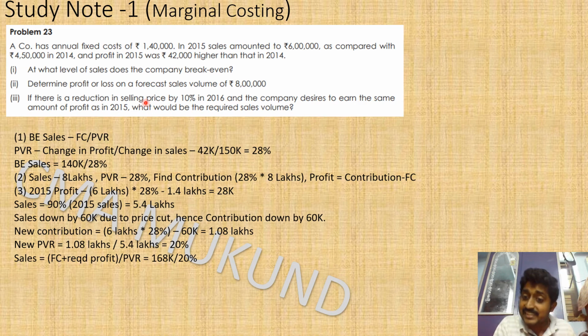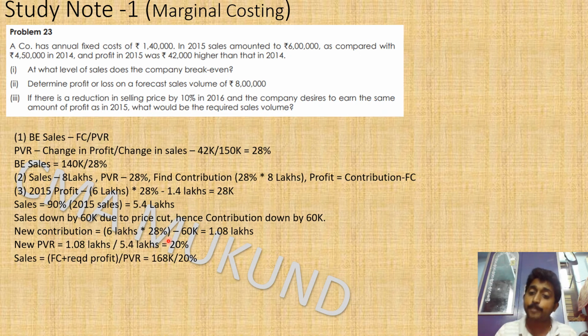So the variable cost is going to remain the same. The variable cost of 6 lakh sales is going to be the variable cost for 2016 also, but the selling price you have reduced, because of which 6 lakh sales has become 5.4 lakh sales. The same variable cost of 2015 is going to be the variable cost of 2016. What is the variable cost of 2015? It is 28 percentage of 6 lakhs. Now the contribution: variable cost is going to be the same, sales is going to reduce by 60,000, which means contribution will reduce by 60,000.